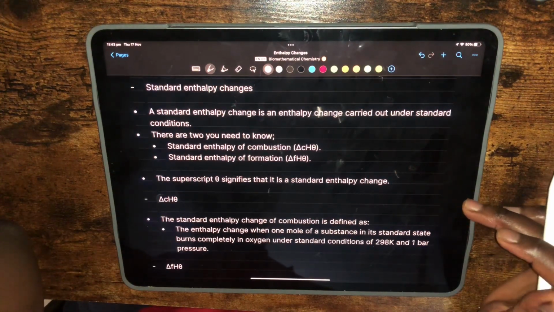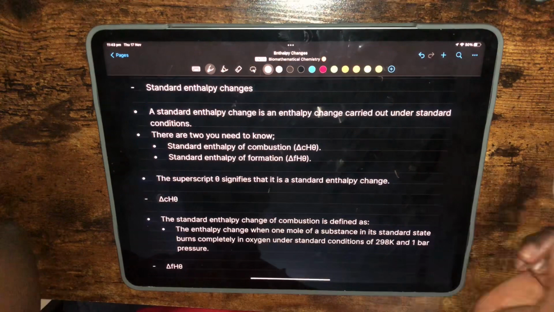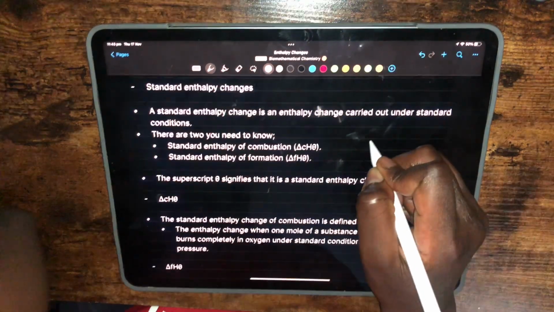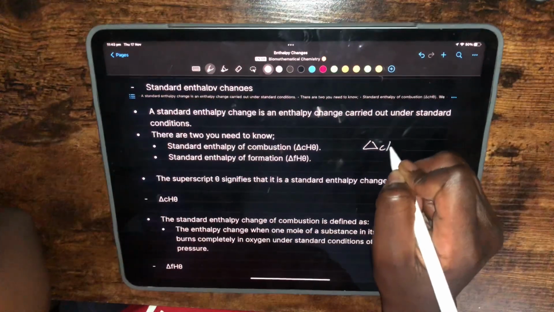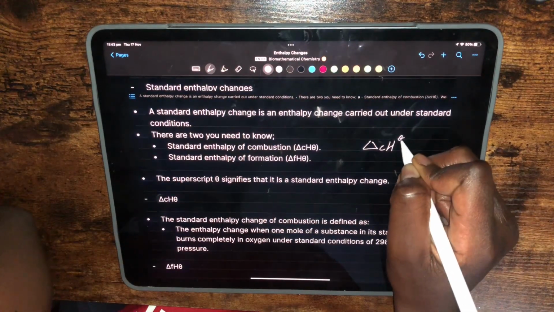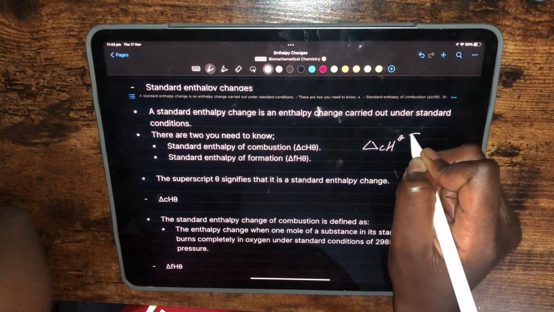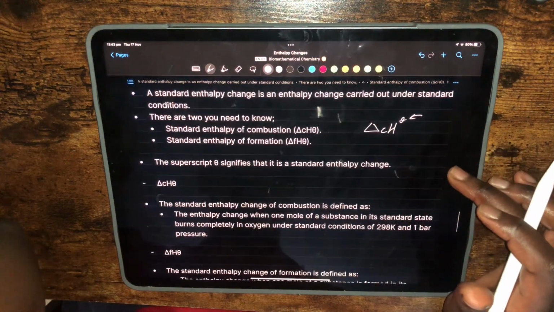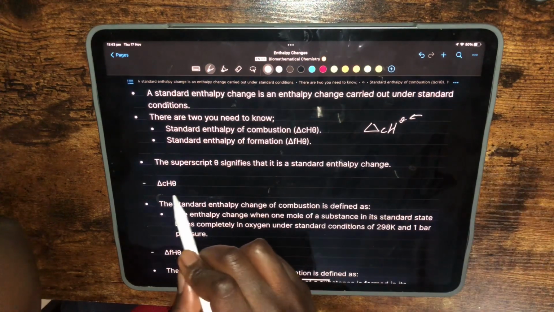So the superscript theta, which you should know from math, signifies that it's a standard enthalpy change. So I'll show you what it actually looks like. It looks more like this, right? And when you see this, it means standard conditions. And the standard enthalpy, so this is standard enthalpy of combustion.